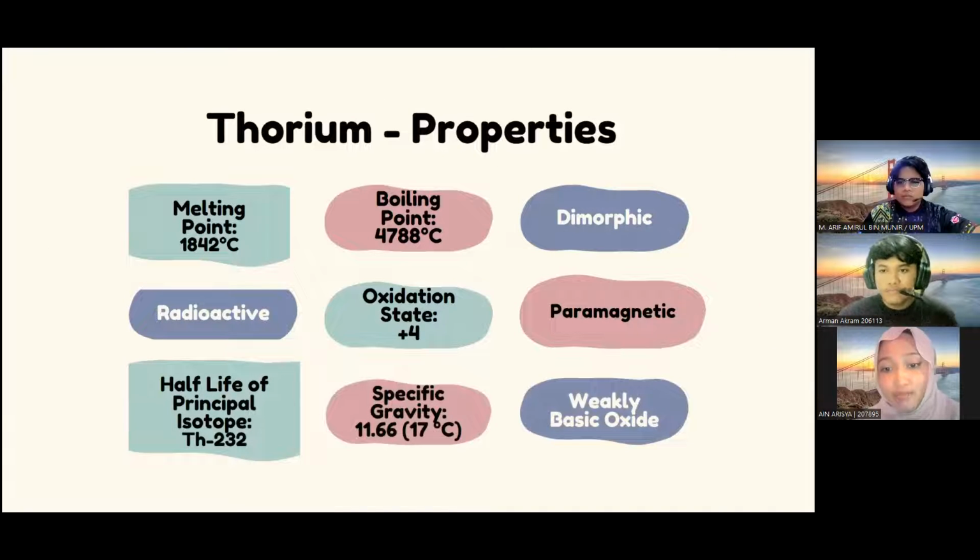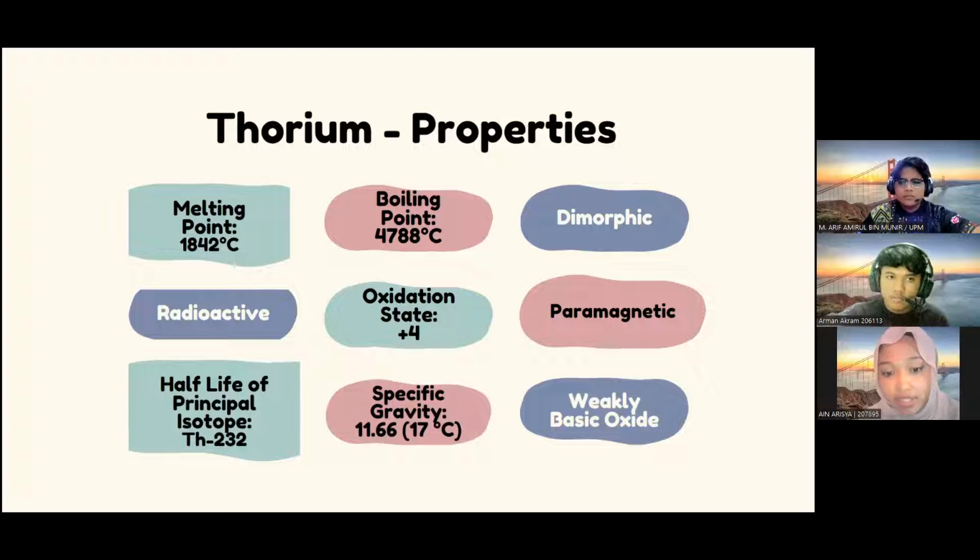The melting point and boiling point are 1842 degrees Celsius and 4788 degrees Celsius respectively. Not to forget, it also possesses a dimorphic characteristic in which a face-centered cubic changes to a body-centered cubic at 1360 degrees Celsius. The common oxidation state of thorium is +4, and it is paramagnetic. The long half-life of the principal isotope, Th-232, about 10^10 years, ensures that there will be plenty for quite some time to come.